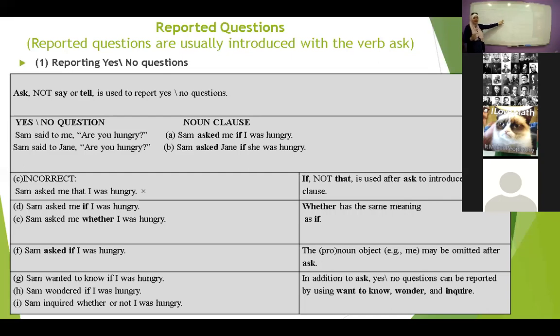I said we add if only with WH questions or yes/no questions? WH questions or yes/no questions? Teacher, can you repeat the question? Yes, please. Yes/no questions.